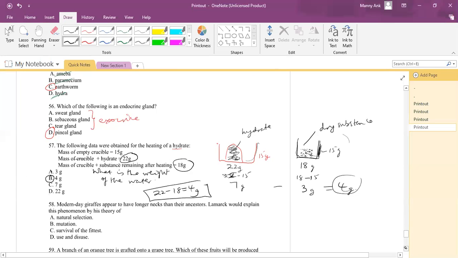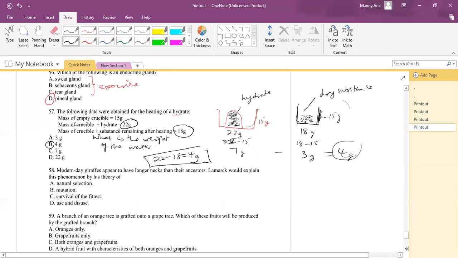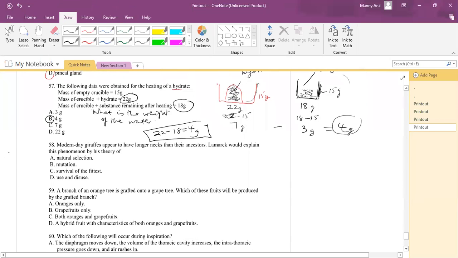Okay. And then number 58 says modern day giraffes appear to have longer necks than their ancestors. Lamarck will explain this phenomenon by his theory of, the answer here is use and disuse. If you use it, you gain. If you don't use it, you lose it. He said that because the giraffes are stretching their necks in order to get leaves from a tree, after doing that for some time, they develop very long necks in order to survive.